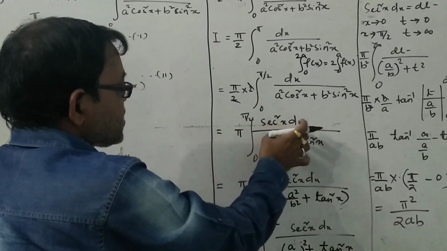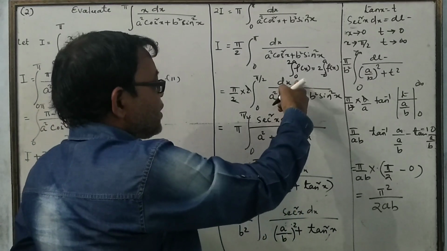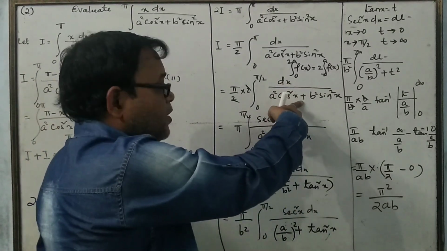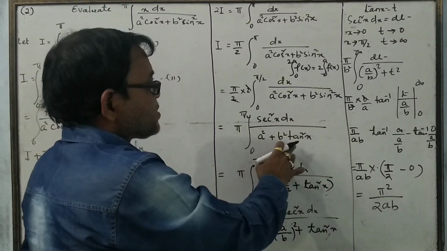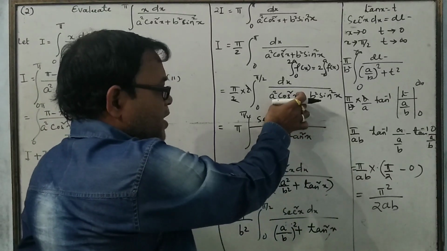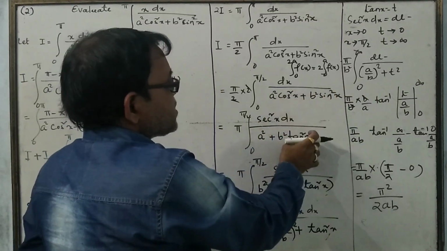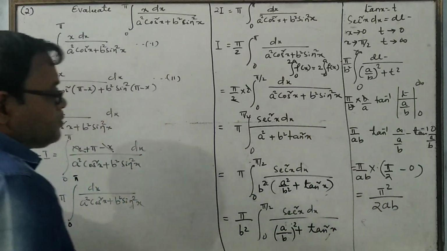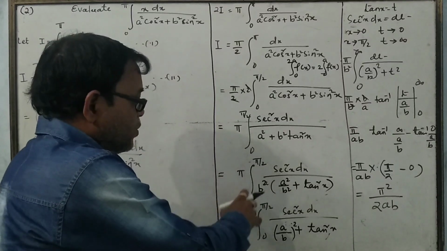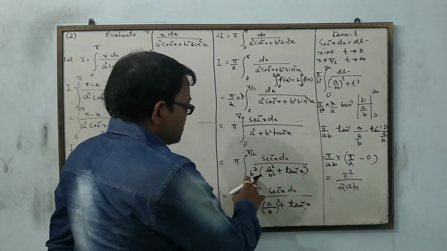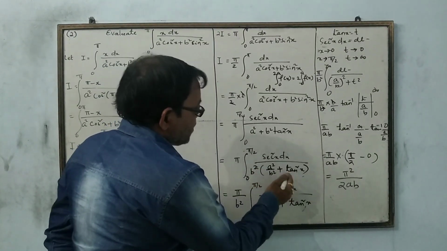The integral from 0 to pi by 2 becomes sec square x dx. Where does the sec square x come from? We divide the numerator and denominator by cos square x. So it is sec square x dx by a square plus b square tan square x. Cos square x by cos square x is 1, giving a square into 1, and sin square x by cos square x is tan square x. Now I is equal to the integral from 0 to pi by 2 of sec square x dx by, if we take b square common, a square by b square plus tan square x.